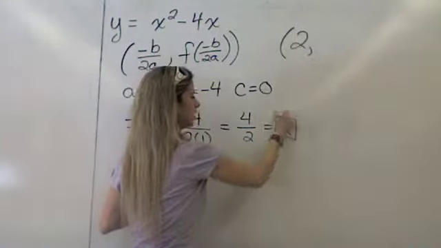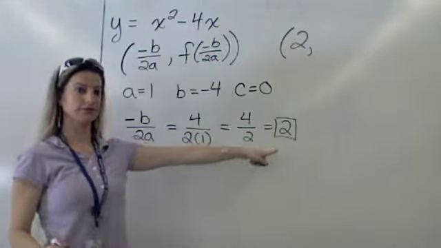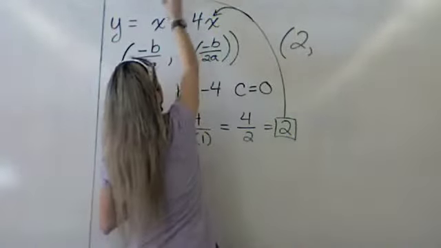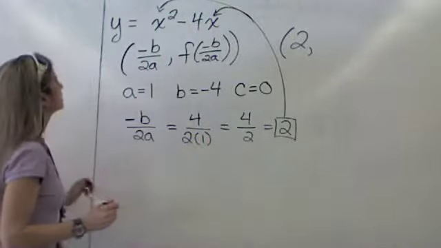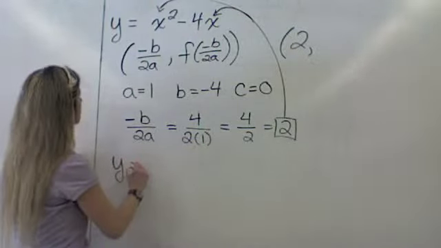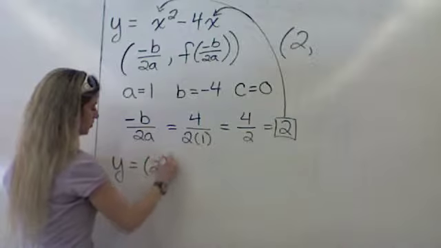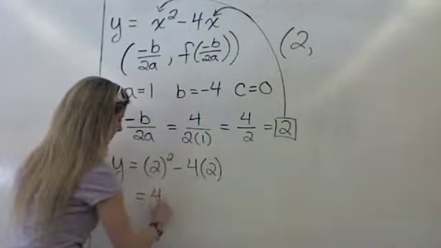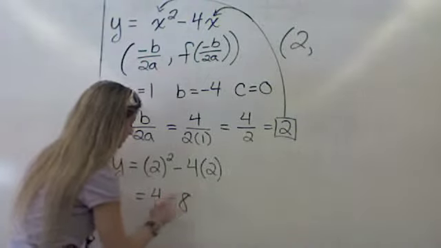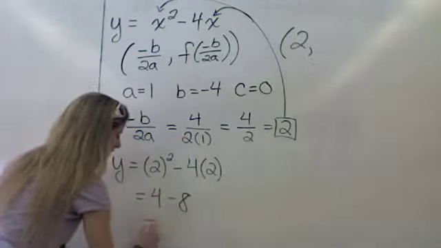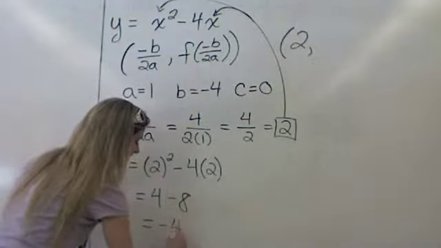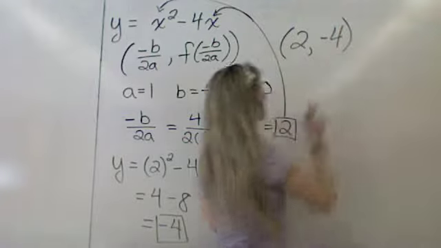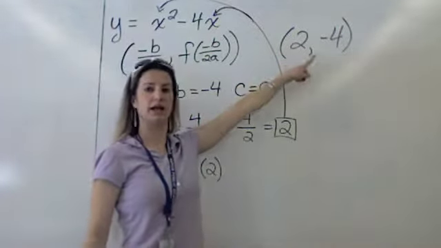Good. Now we're going to take that value and plug it in up here wherever we see x. So 2 is going to go there and there. So y is going to be 2 squared minus 4 times 2. Minus 4 times 2 is 8. 4 minus 8 is negative 4. Good. So that's the y. So our vertex is located at 2, negative 4.